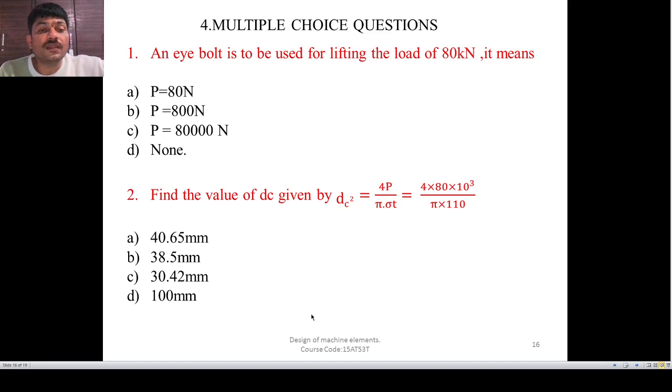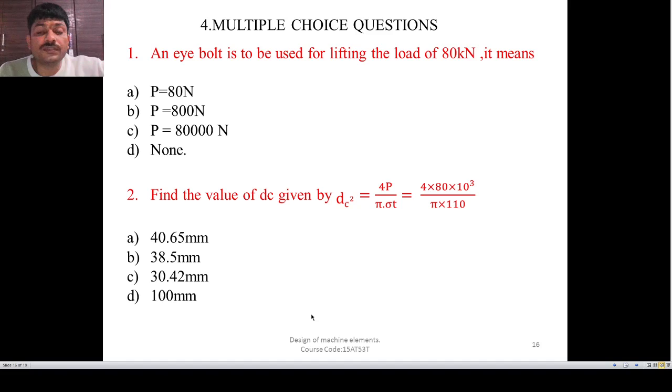The question is this: an eye bolt is used for lifting a load of 80 kilonewton. What does it mean? Option A is P = 80 newton, B is P = 800 newton, C is P = 80,000 newton, and D is none of the above.